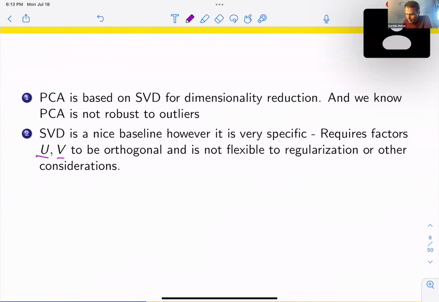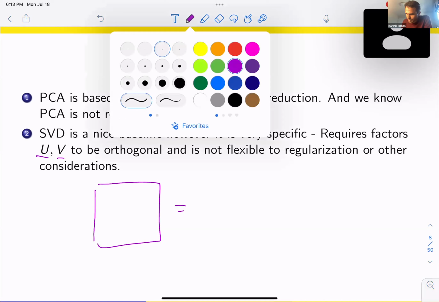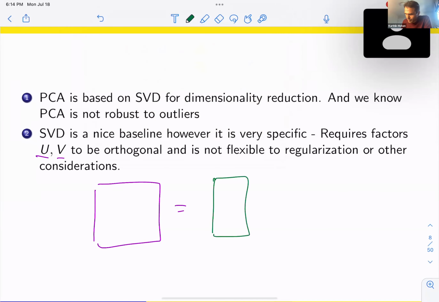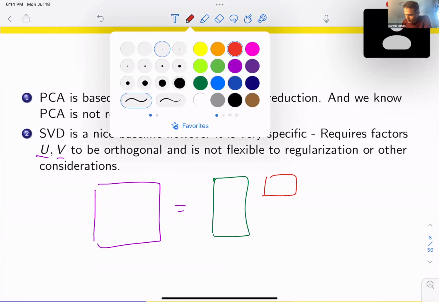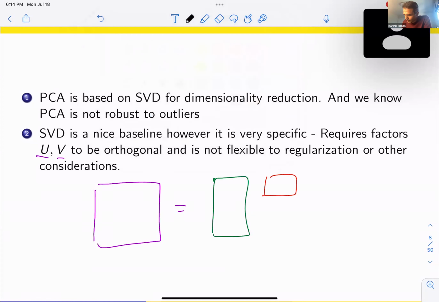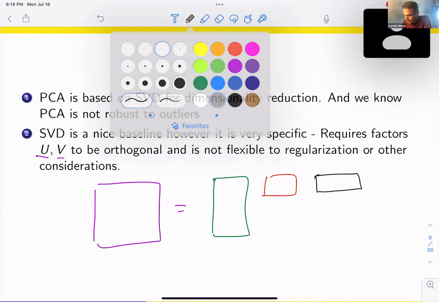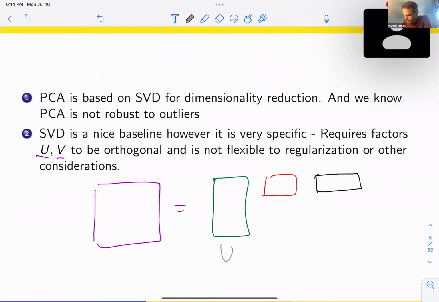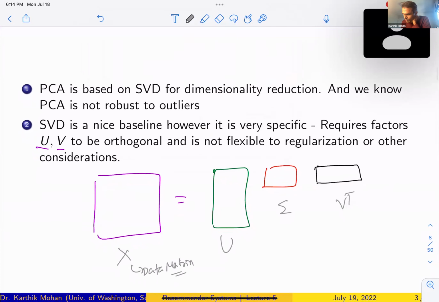Just to jog your memory, SVD is where you decompose into U, and then you have sigma, and then V transpose, and this is your X, right? So this is SVD. For any matrix, any data matrix X, you can compute the SVD, right? So these are orthogonal factors.